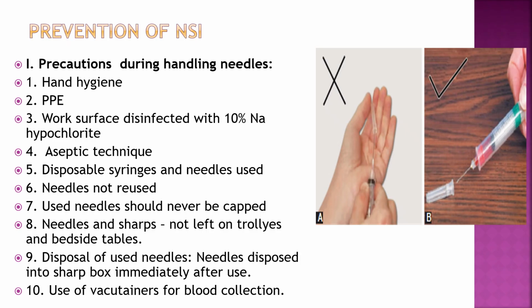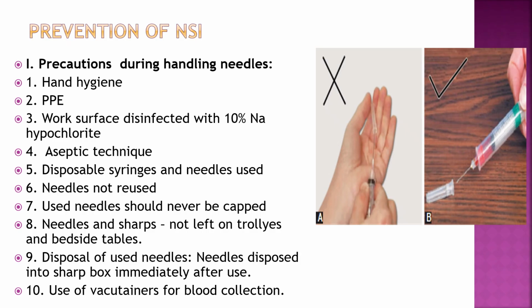So first is hand hygiene. So you have to do hand rub or hand wash with either sanitizer or with the antimicrobial soap. Then proper wearing of the personal protective equipment. So very important are gloves, and then the apron or face mask. Then work surface should be disinfected with 10% sodium hypochlorite solution.